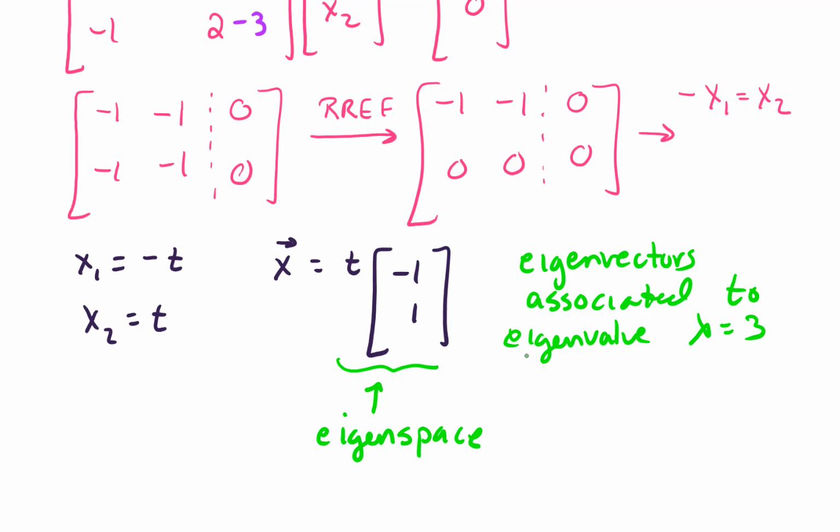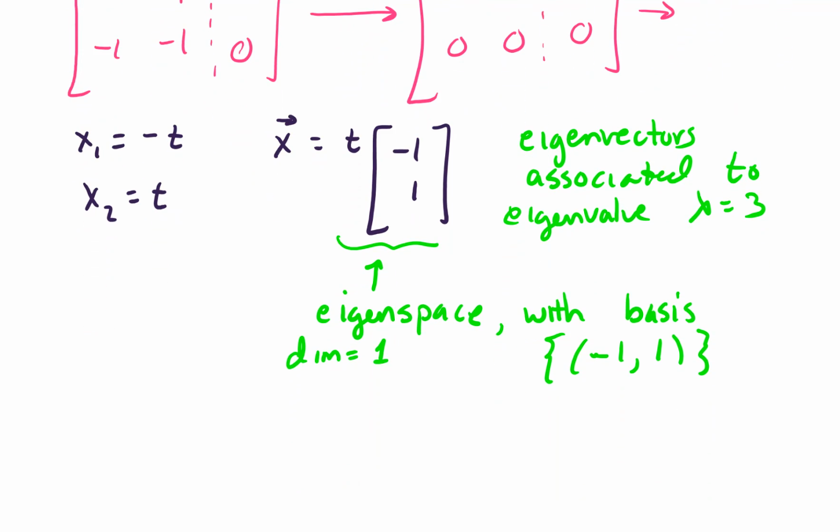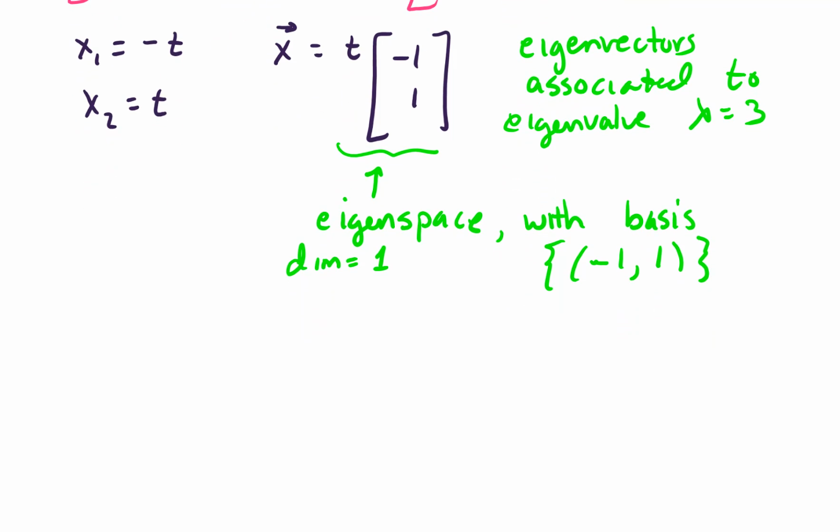And you could say it's an eigenspace with a basis -1, 1. It's an eigenspace with dimension 1 because it has one element in the basis. You can see it's a scalar multiple of a vector. Okay, lots of things we can talk about at this point. But what I want to go back to is the geometrical interpretation.